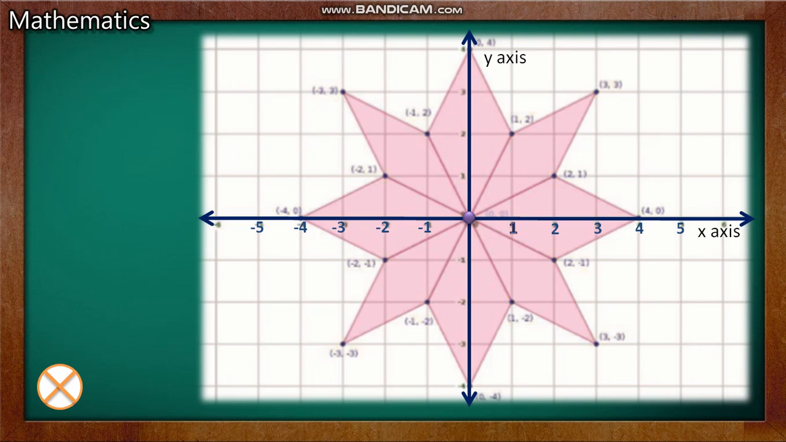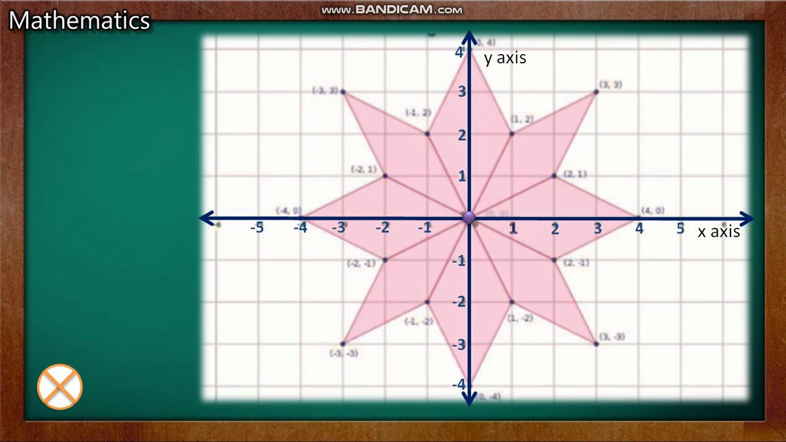Okay, now let's check the y-axis. Here is 1, 2, 3, 4 and here -1, -2, -3, -4. This we already discussed. In the y-axis the above of the origin will be positive numbers and below the origin will be negative numbers. Okay, ready?